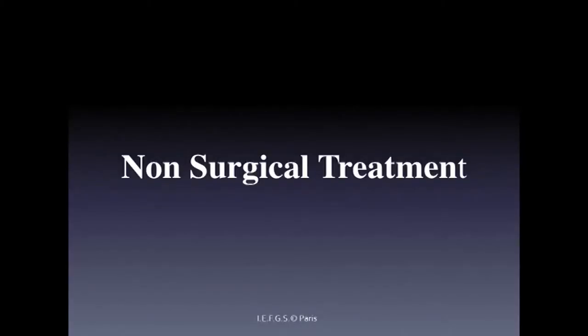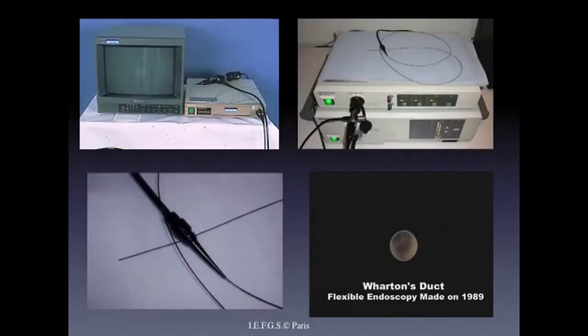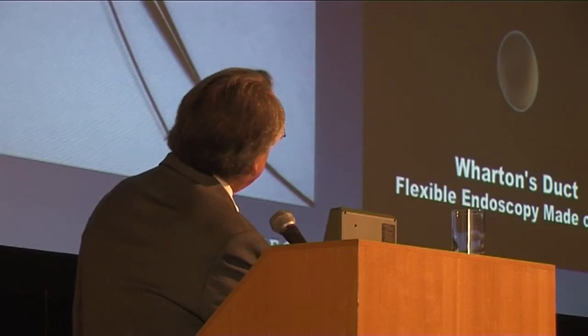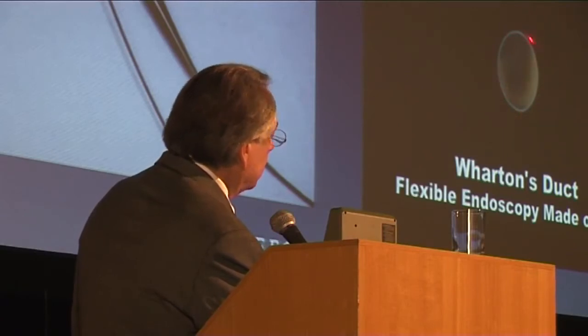So in 1988, we did the first endoscopy in the world with a very, very small endoscope made by Olympus. It was just a fiber, just a fiber. We have just the view. And you will see here, this is our first one, the endoscope here, the last one in 1988, and this is 1995, the last one made by Olympus. And the view was like that, very, very small.